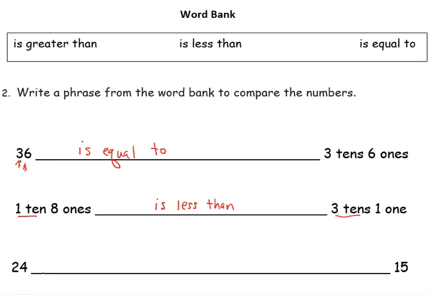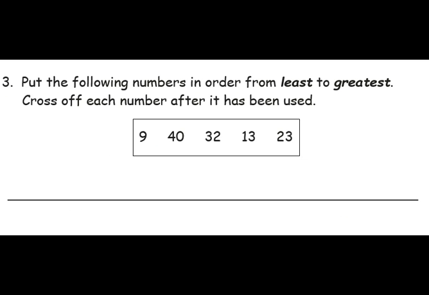And now I'll compare 24 to 15. Well, 24 has 2 10s compared to 15, which has 1 10. Since I have more 10s in 24, we'll say 24 is greater than 15. In the next section, we're told to put the following numbers in order from least to greatest. And when we do that, we want to make sure that we're still working from a left to right direction.